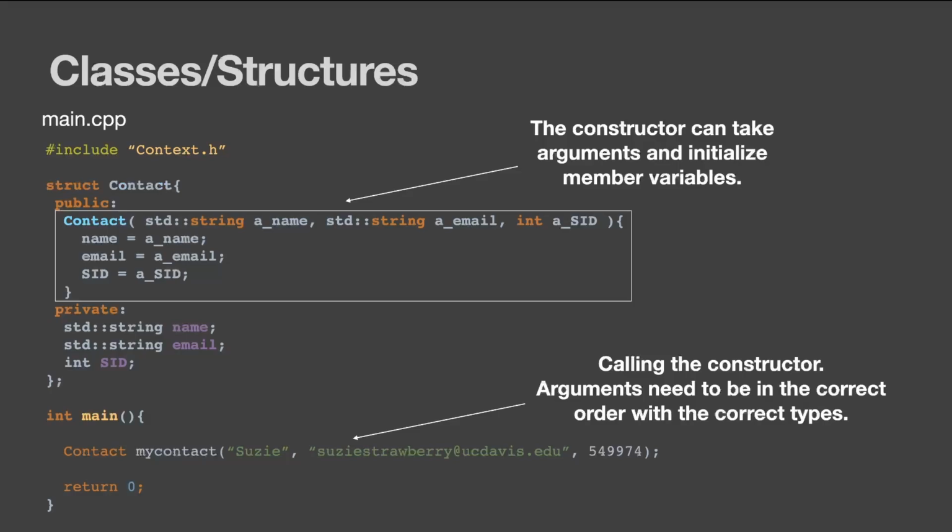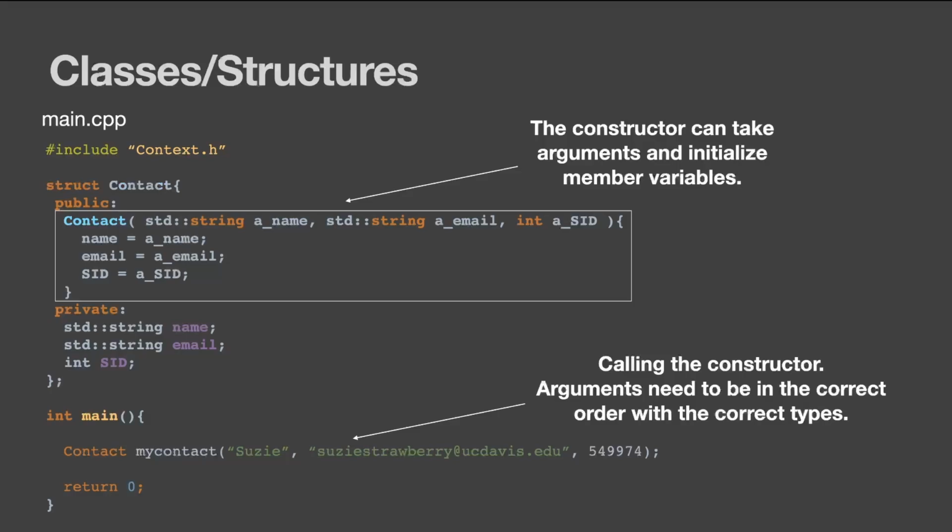Here's an example of a constructor for our contact. The constructor is basically a function that shares the same name as our data object. So our object was called contact, and so our constructor is going to have the name contact. And this can have one or more or zero arguments to it.